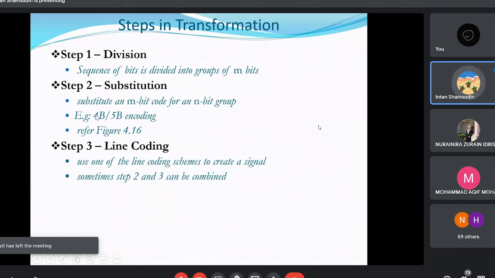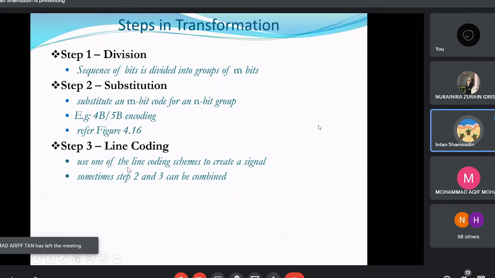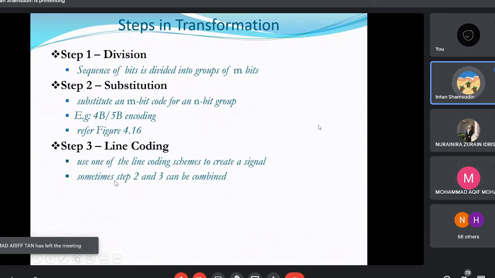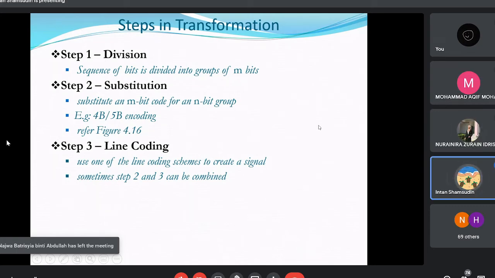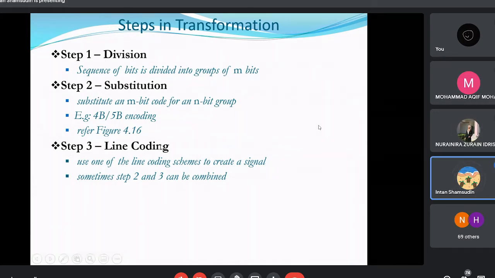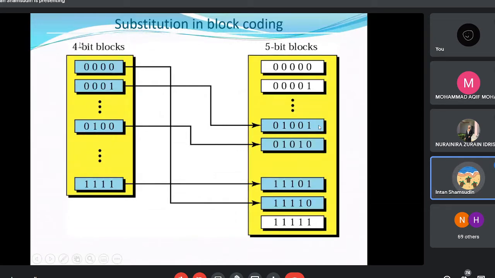For this case, 4B/5B: 4 bits turns into 5 bits encoding. And then step 3, we have line coding. Use one of the line coding schemes to create a signal. Sometimes step 2 and step 3 can be combined. Both steps can be combined. So let's see how. This is a 4 bits block, here 0, 0, 0, 0. So 4 bits, we will convert into a 5 bit block.